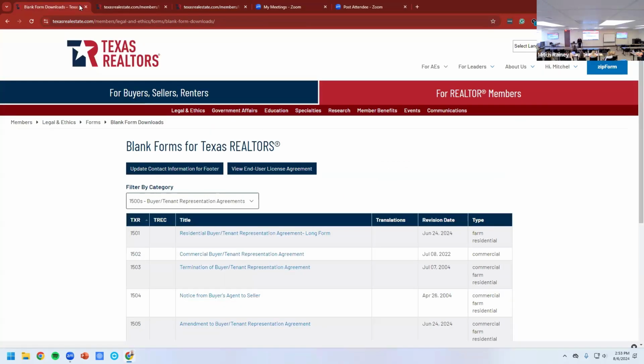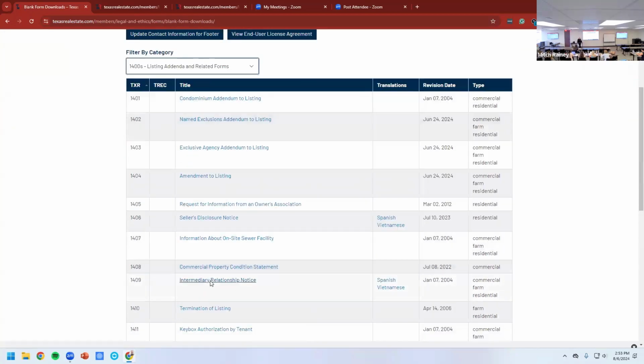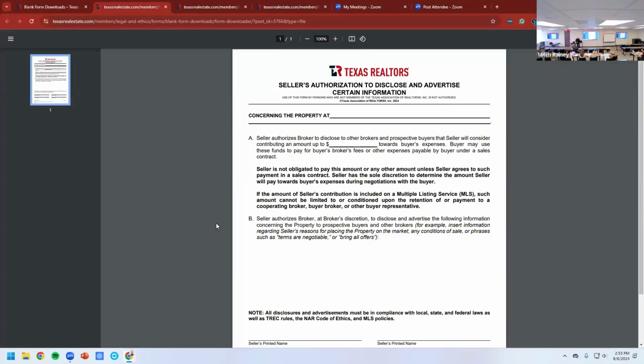Okay. We're going to look at the 1412, Seller's authorization to release and advertise certain information. Paragraph 1 is seller authorizes broker to disclose to other brokers, prospective buyers. The seller will consider contributing an amount up to, and you put a dollar amount in there, however much they're willing to contribute.